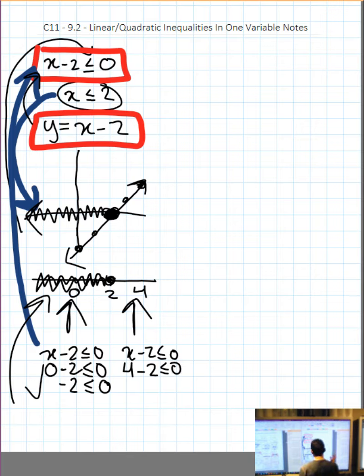On any point that you'd want to the right of 2, 4 minus 2 is 2. Less than or equal to 0. Is that true? No, it's not true. And that's why we're not shading that section.